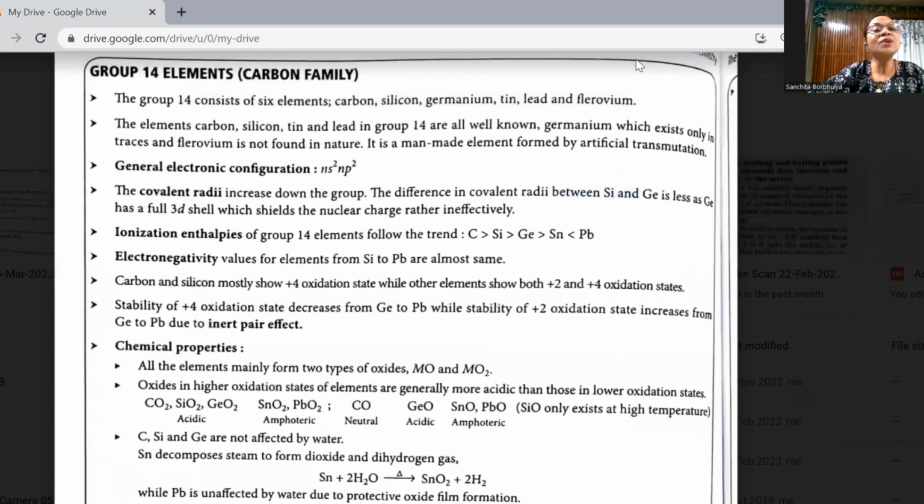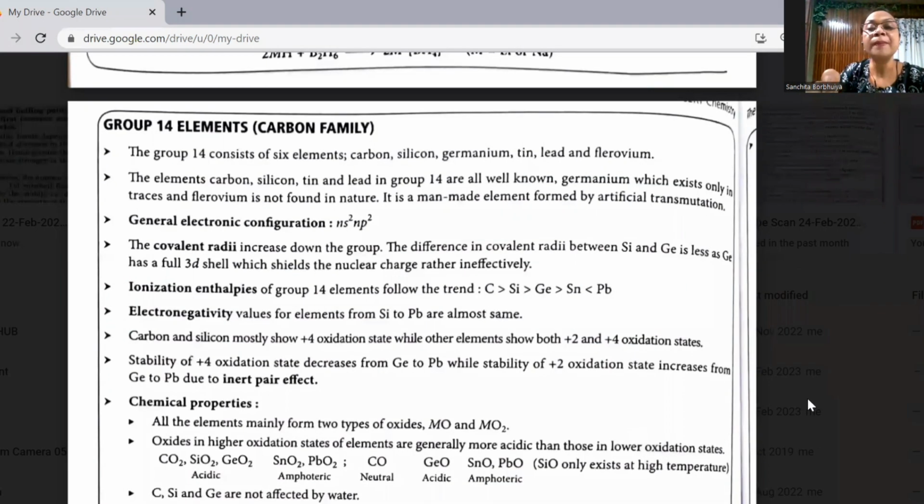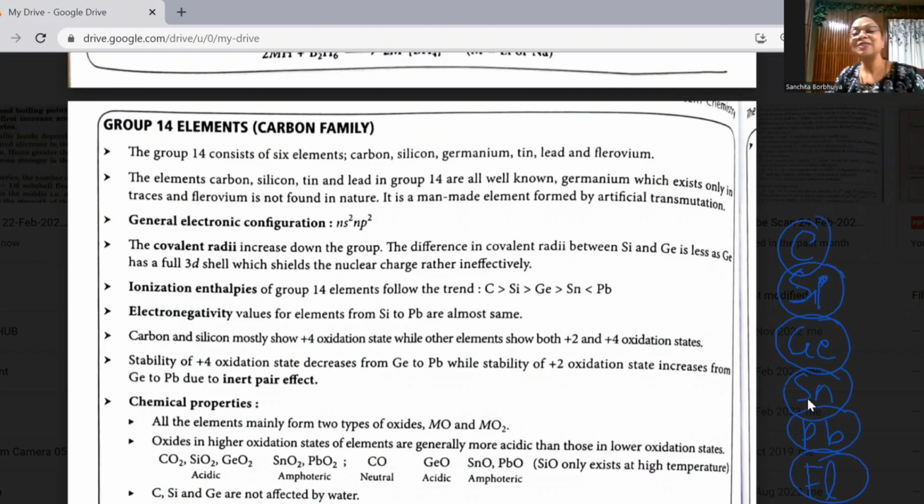And now we'll go on to group 14 elements, our carbon family. Of course, you know this because it is very, very easy. So this is carbon, silicon, germanium, tin, lead, and flerovium. So this is my cutesy Geeta, sings Punjabi fluently.